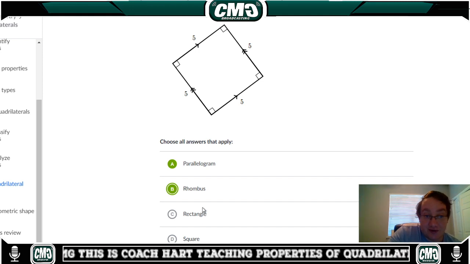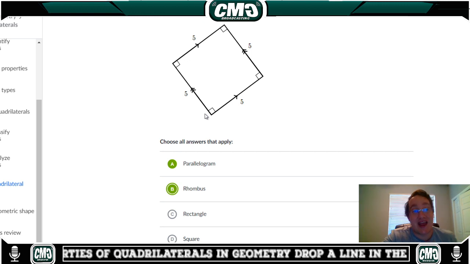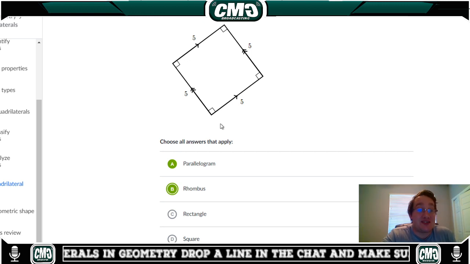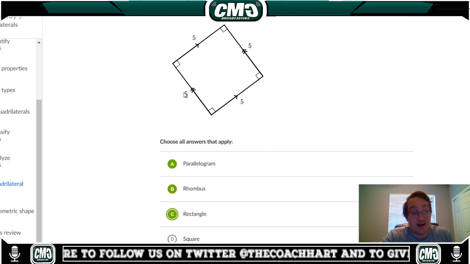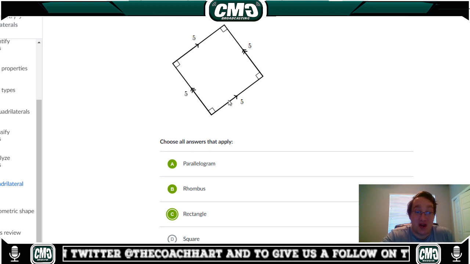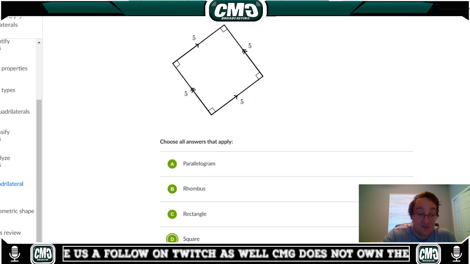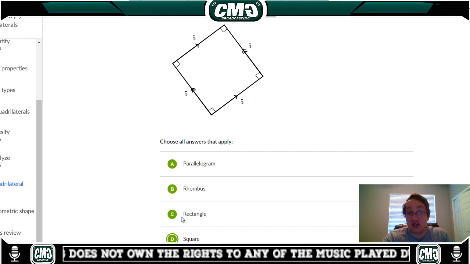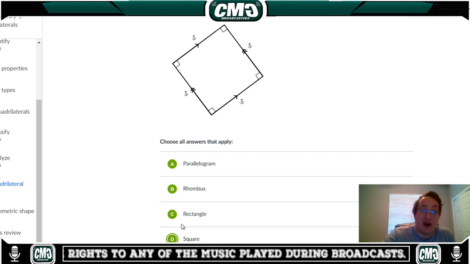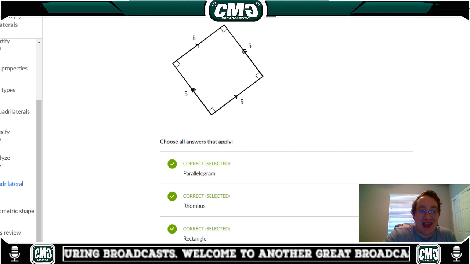Now when we get to rectangle, does it have 4 right angles? Yes, it does. Are the opposite sides parallel and congruent? Even though they're all the same length, they're still going to be congruent on the opposite side. So this would be a rectangle as well. And then when we get to square, it would be a square because it's still got the 4 right angles. It's still got all 4 sides that are congruent, so it's a combination of everything. So notice, if it is a square, it is also a rectangle, it is also a rhombus, and it is also a parallelogram. And that's what I was talking about before when we talked about how these can be more than one.